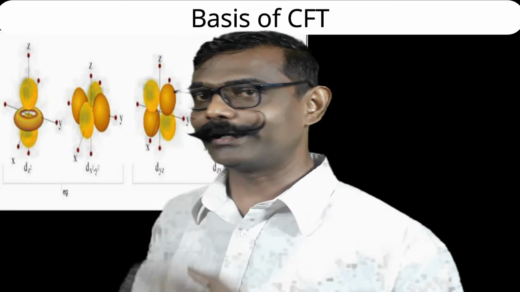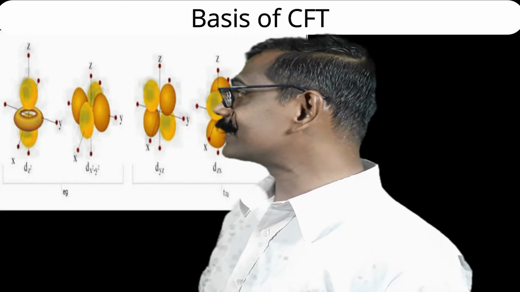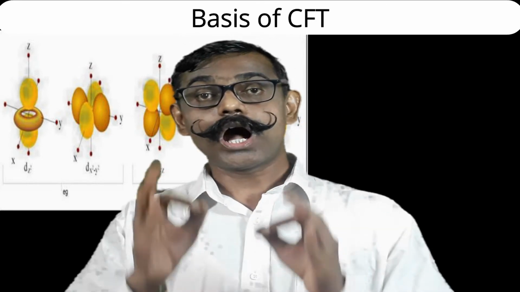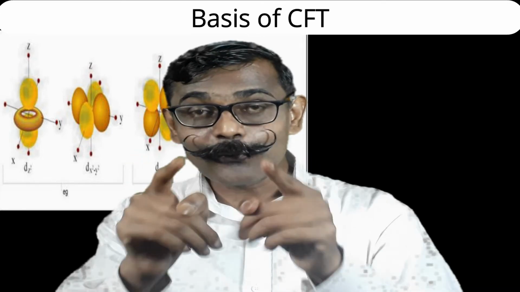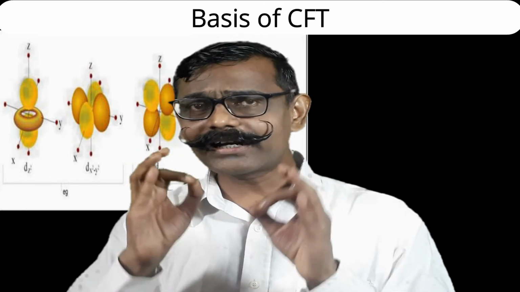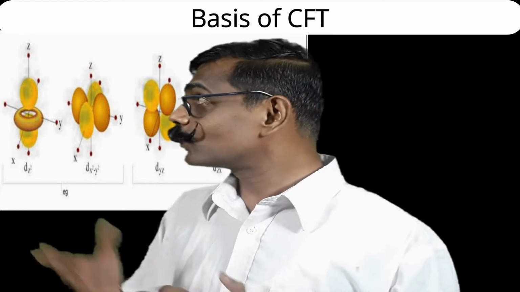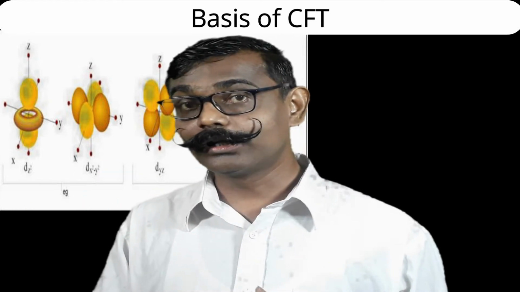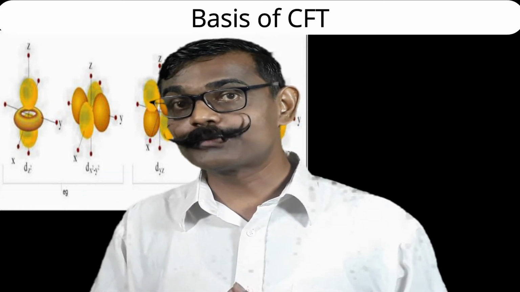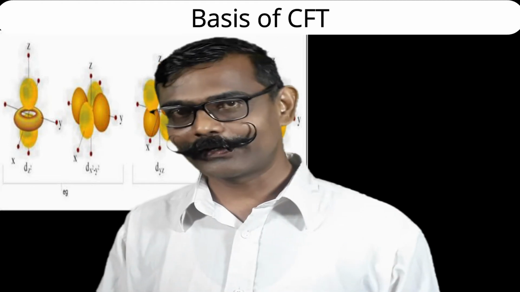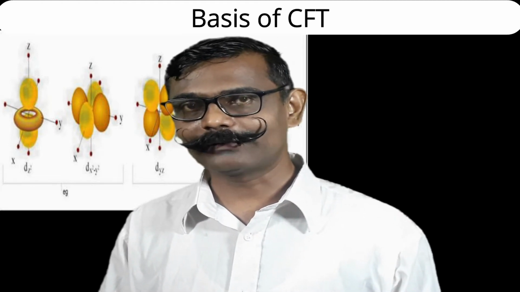See the second orbital, dx square minus y square. Lobes are along the x and y axis, perfectly along the axis. So two opposite lobes are with yellow color and the other two opposite lobes are with brown color. Are you understanding the dx square minus y square orbital?